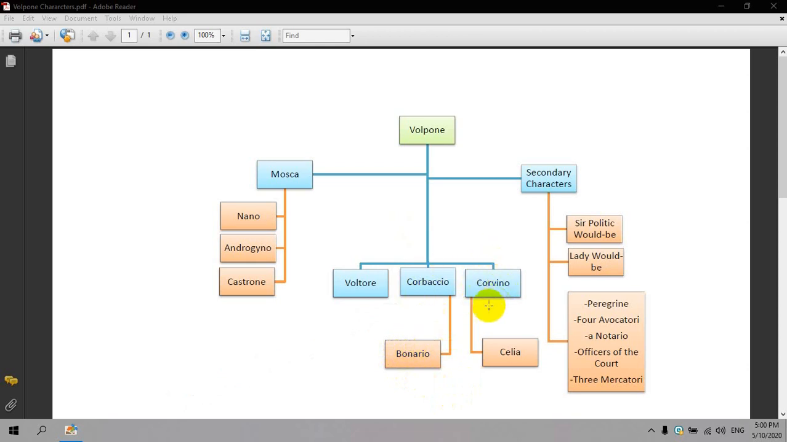And the third victim of this play is Corvino. He is a merchant and he is very jealous, and his wife will appear in this play. Her name is Celia. The other characters are secondary characters: Sir Politic Would-Be, Lady Would-Be, advocates or judges, and others present at the court, and also three merchants.